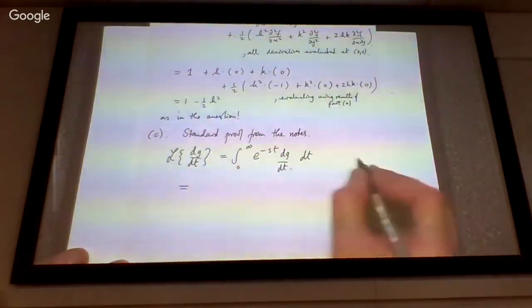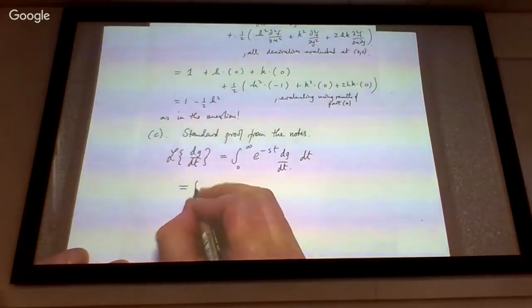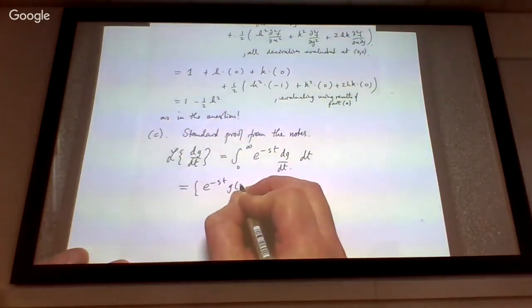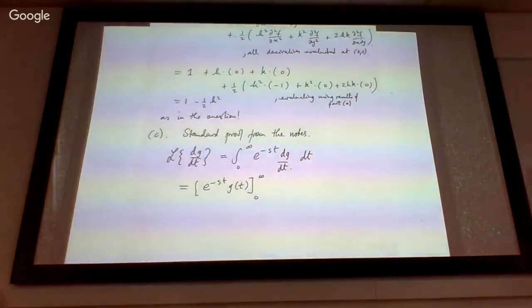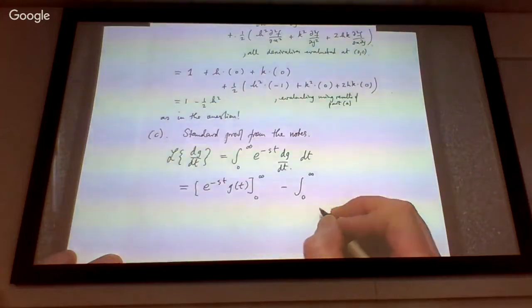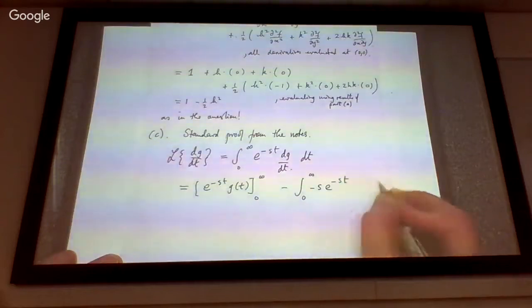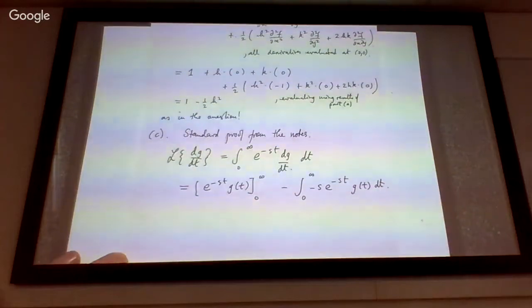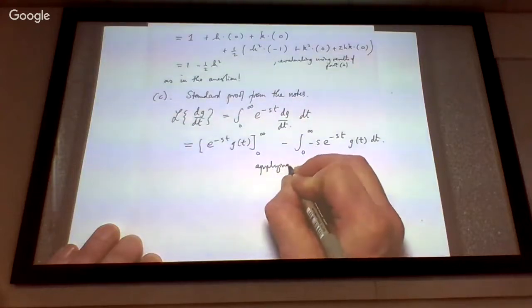So applying integration by parts here, this will give me the product of the two things, so e to the minus st times g of t, evaluated at 0 and infinity, and then minus the integral of the derivative of the exponential this time, the minus s e to the minus st, times the undifferentiated function g. So that comes from applying integration by parts.